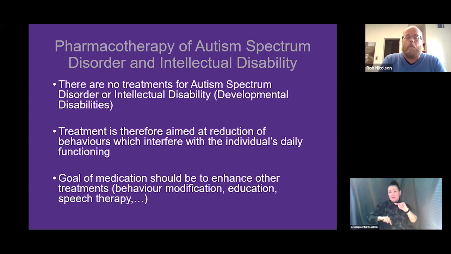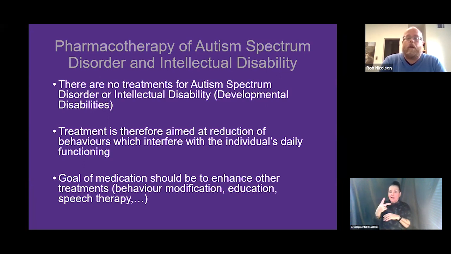Since we can't treat the underlying problems, ultimately the most important treatment should be things like education, speech and language therapy, occupational therapy, behavioral interventions, things like that. But if people's behavior is such that they aren't able to participate in those activities, that's when there may be a role for medication. So if somebody's only able to go to school half the day because of aggressive behavior or really disruptive behavior, then obviously they're missing 50% of their education.